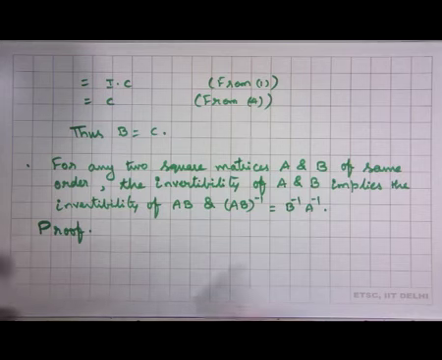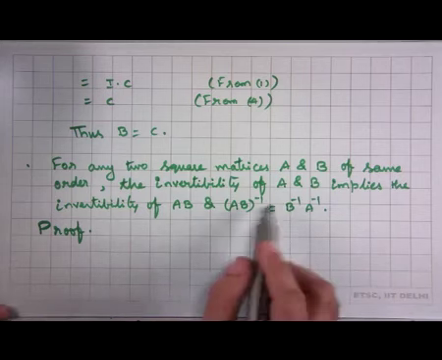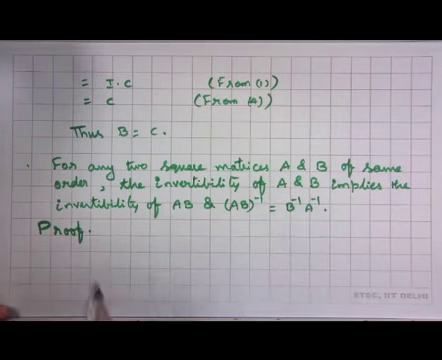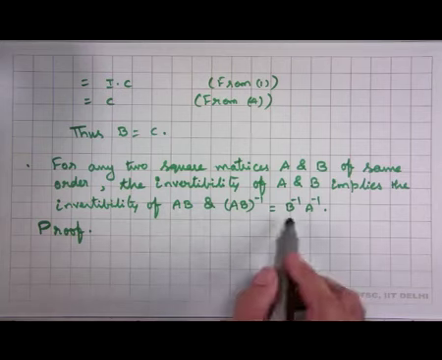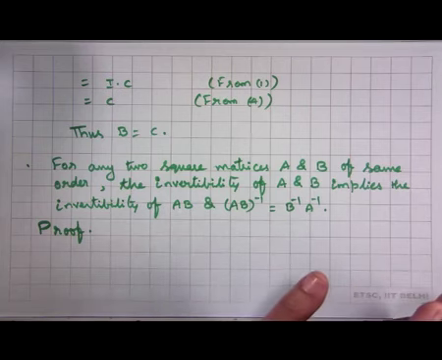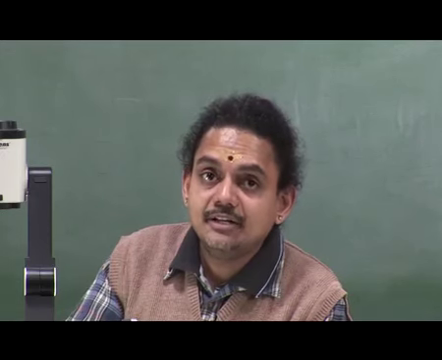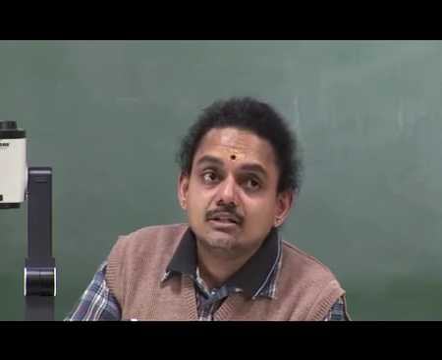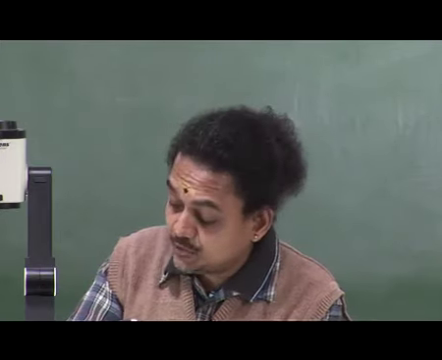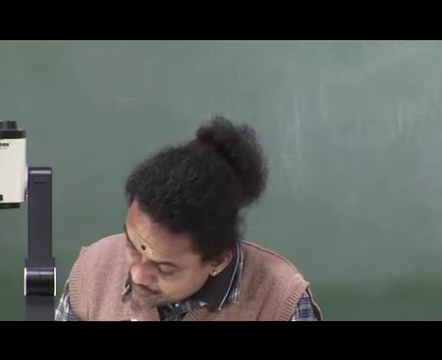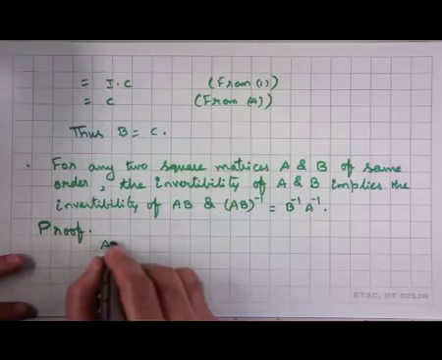How to verify that something is the inverse? The inverse of AB is B inverse A inverse. Well, let us verify that AB times B inverse A inverse is the identity, and similarly B inverse A inverse times AB is the identity, and by uniqueness this should be the inverse for AB.